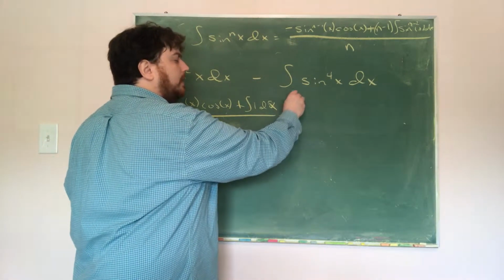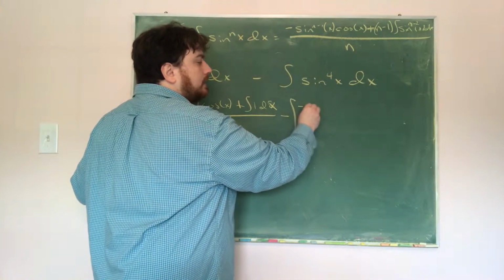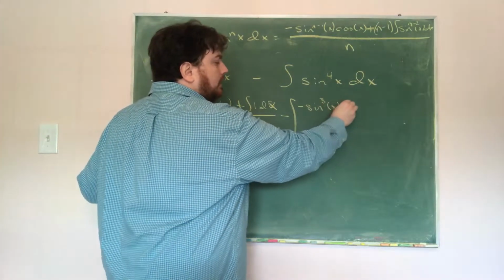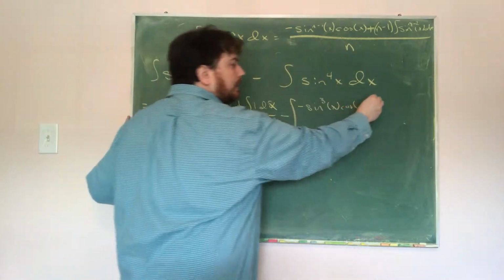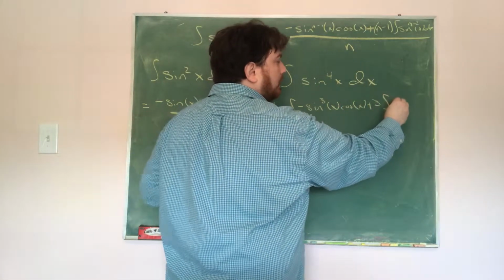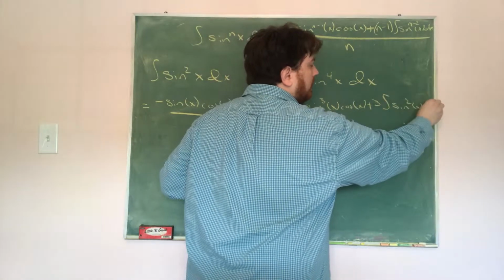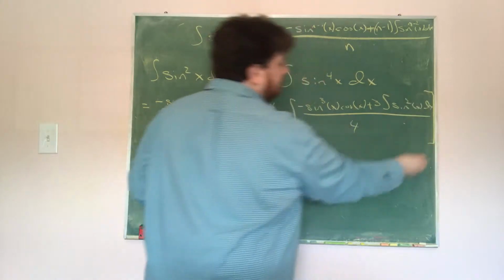If I do the same thing again for sine to the fourth, what I end up with is negative sine to the 4 minus 1, which is 3, of x cosine of x plus 4 minus 1, which is 3, times the integral of sine squared of x dx, all over 4.